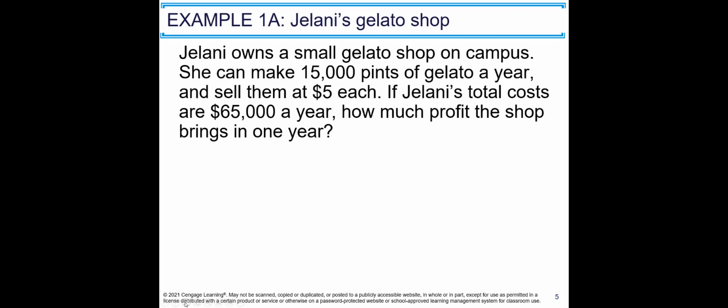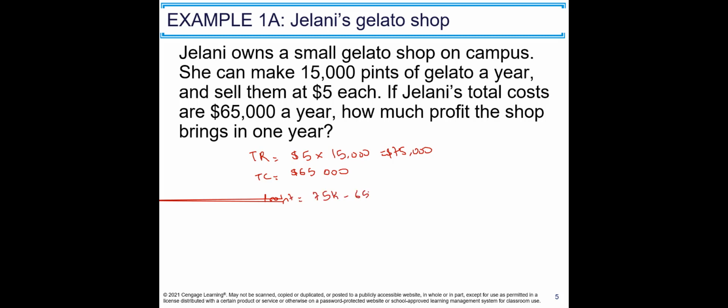So in order to calculate this, first we need to find the total revenue. Remember, total revenue is the price times the quantity, which is $75,000. And we know the total cost, which is $65,000. So the profit is the difference between total revenue minus total cost, which in this case is 10K.